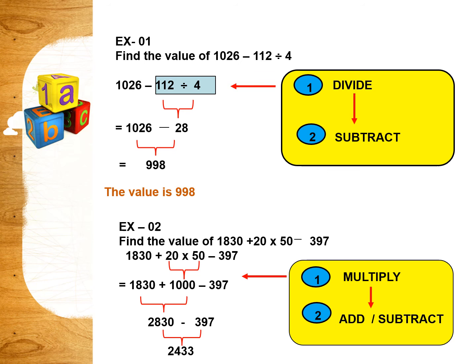Now 1830 plus 1000, that answer is 2830. Then 2830 minus 397. So we can get the answer. The answer is 2433. So you have to first take the multiplication part and second you have to take addition and subtractions.